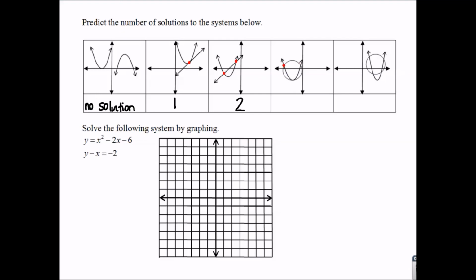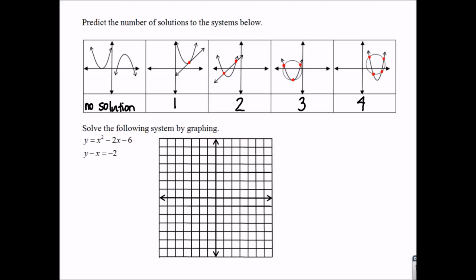The next graph, the circle and the parabola intersect at 3 points. And the last one, the circle and the parabola intersect at 4 points. So there will be 4 solutions to that system. So in linear systems in Algebra 1, you either had one solution, no solution, or infinitely many solutions. With nonlinear systems, we could have no solution, 1, 2, 3, 4 solutions, or we could have infinitely many solutions as well. So we're going to start by solving this system by graphing.